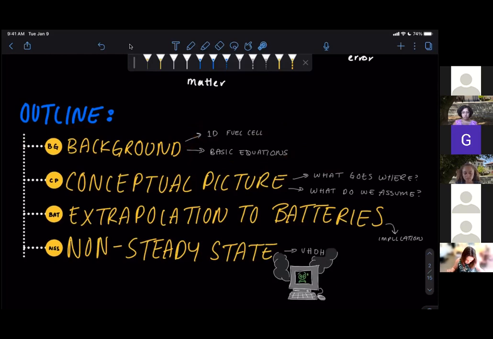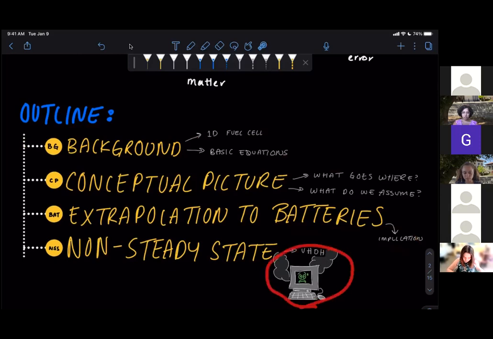And what we're assuming. Then basically I'll do the thing that is the important part for my work, which is extrapolating to the batteries and what implications the results of understanding what's going on in a fuel cell have for batteries. And then finally, we'll talk a little bit about non-steady state.